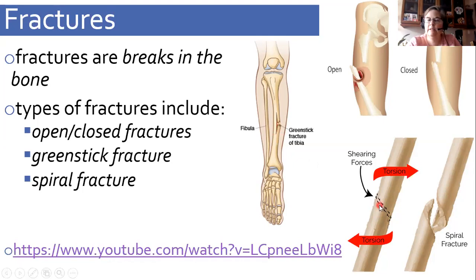The other one I have here is a spiral fracture. This is where we have this twisting action. So the bone has to kind of be twisted back in order to heal. All right, this video here just talks about the different types of fractures, but I think in order for us to play our game, we need to get started.